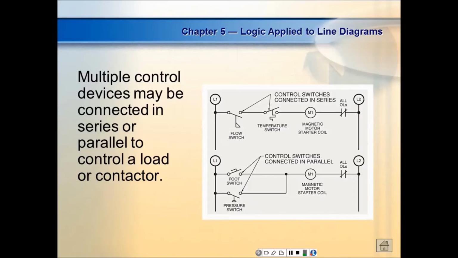Pick up two new symbols up at the top. What's the first one on the left? Flow switch. This tells us how fast a fluid is moving, right? Well, they don't tell us how fast. This switch just tells us if the fluid is moving or it's not moving.